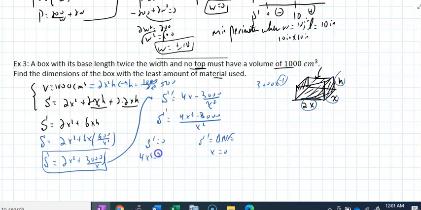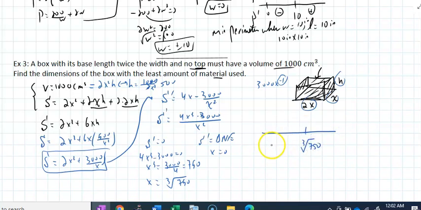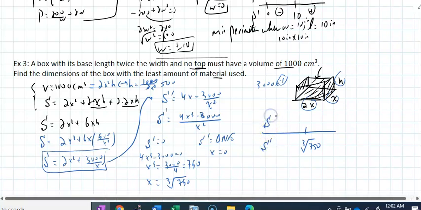It equals 0 when x cubed is 3,000 over 4, divided by 2, that's 1,500, that's 750. And x will equal the cube root of 750. On a number line, the cube root of 750, that's what x is. There is S prime, the rate of change of the material, the surface area, and there is S.